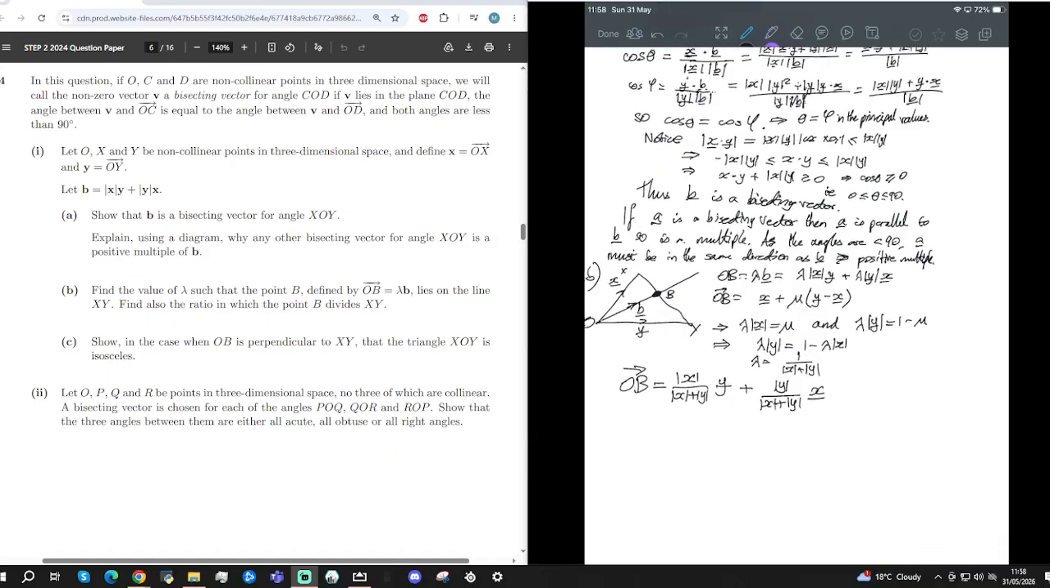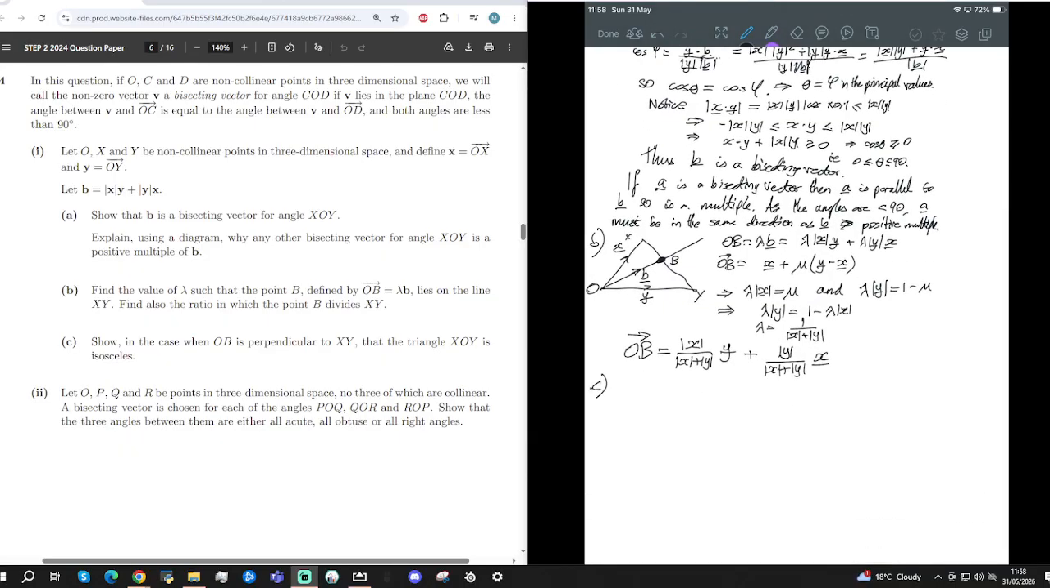Part C. Now I do have enough space here. Show that in the case when OB is perpendicular to xy, well, being perpendicular says the dot product is 0. So OB perpendicular to xy is going to mean that OB dotted with y minus x equals 0. Show that the triangle XOY is isosceles.